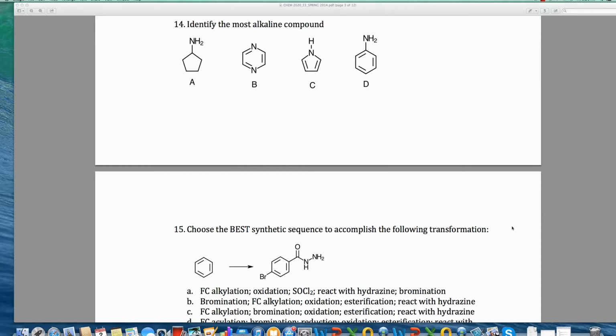The worst base, or the weakest base, will be C, because that lone pair is needed for aromaticity. And D would be the second weakest base because the lone pair is in resonance with the ring. B would be the second strongest, that's pyrazine. The lone pair is localized on the nitrogens because they're participating in a double bond, which means that the lone pair is going to be orthogonal to the plane where all of the unhybridized p orbitals lie.